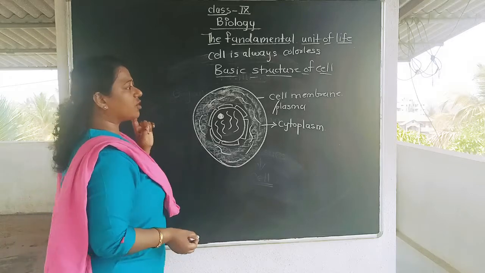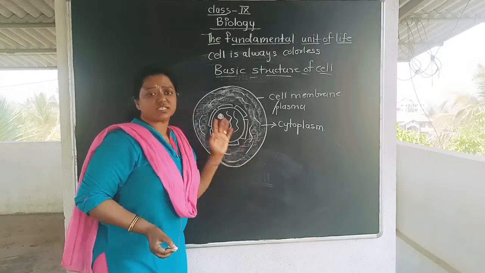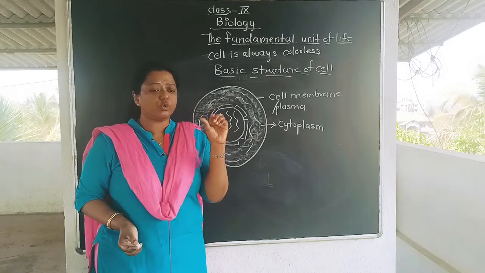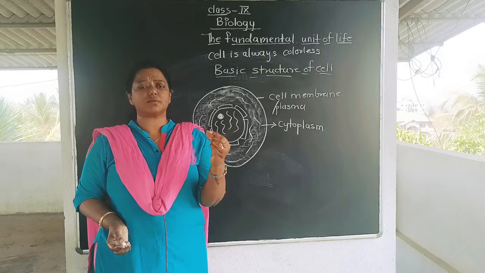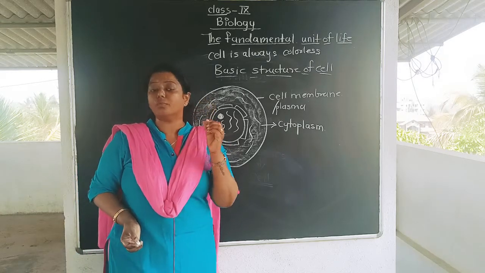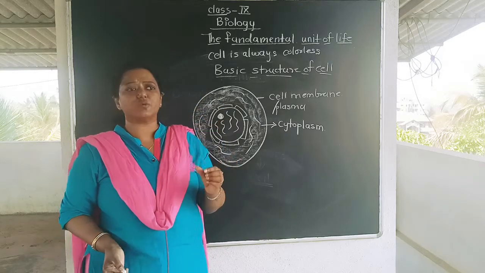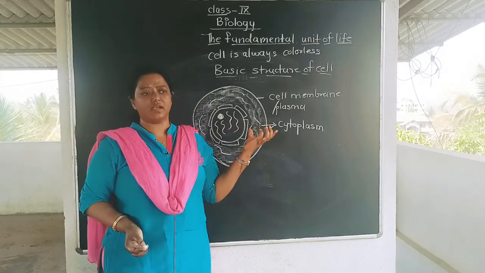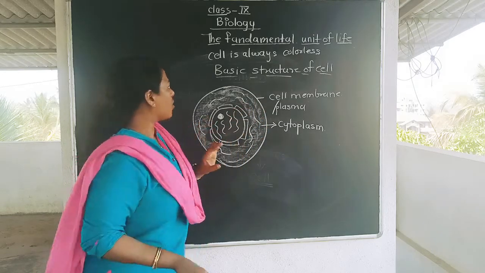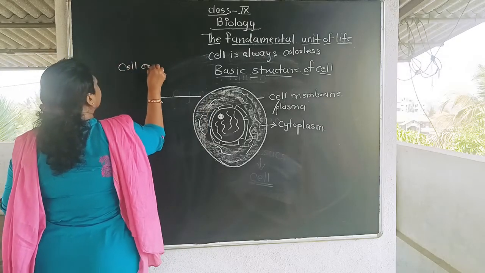What are the components of the cytoplasm? Students, in my introductory lesson I told you this is the cytoplasm, and inside the cytoplasm there are tiny components of the cell, due to which the unicellular organism can survive and carry out all life processes. Those small components are suspended in the cytoplasm, because the cytoplasm is a fluid material. Those components are called cell organelles.